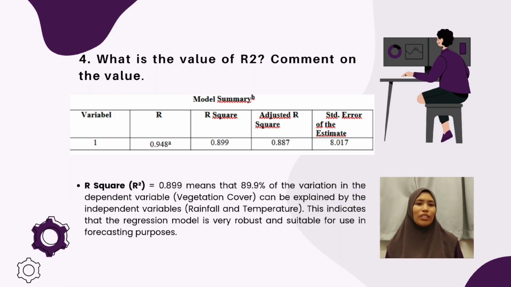Next is question number 4. R-square 0.899 means that 89.9% of the variation in the dependent variable, vegetation cover, can be explained by the independent variables, which are rainfall and temperature. This indicates that the regression model is very robust and suitable for use in forecasting purposes.